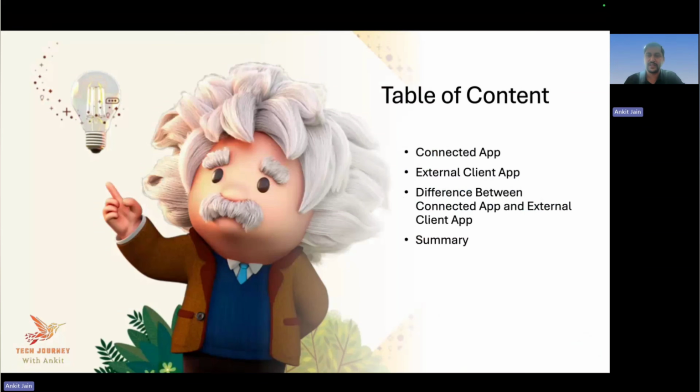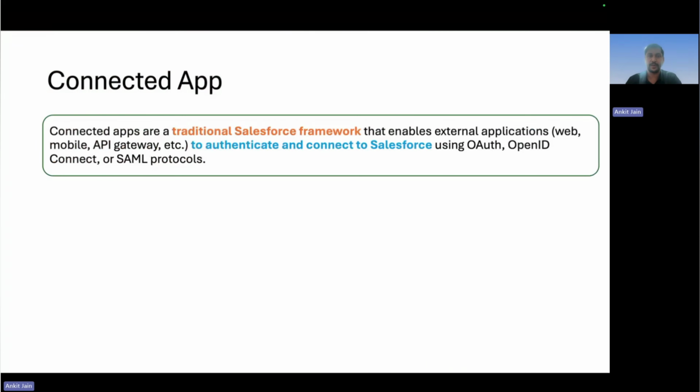So what are the different things that we will be discussing today? First, we will try to understand what is connected app. After that, we'll try to understand what is external client app and the difference between the connected app and the external client app. And finally, we will go on the summarizing as well. So we'll also try to understand what all the key things that you guys should know inside the connected app as well, one by one.